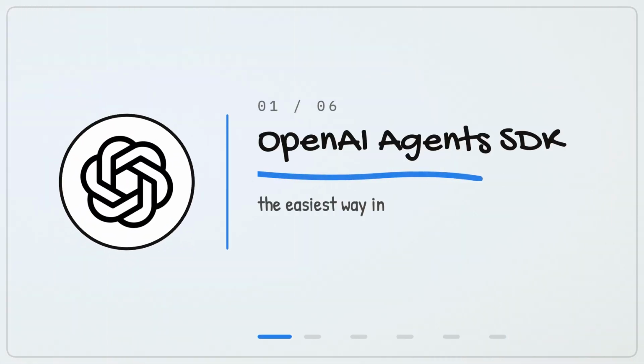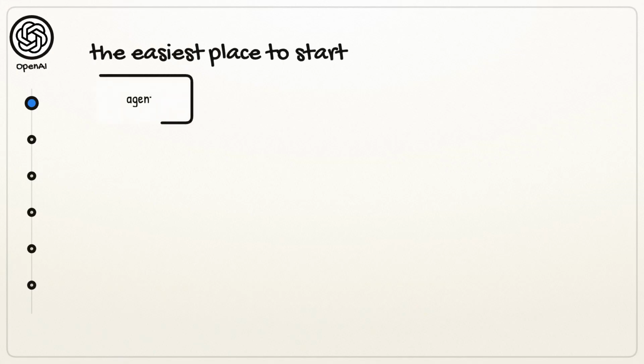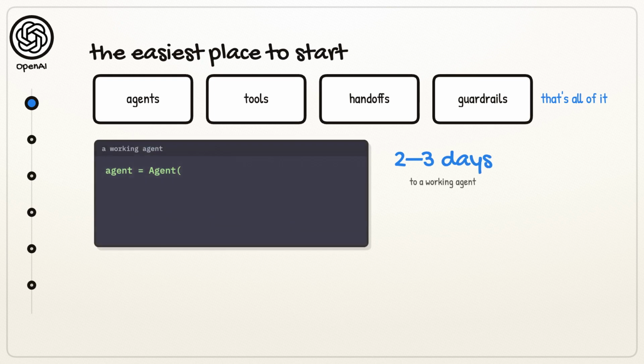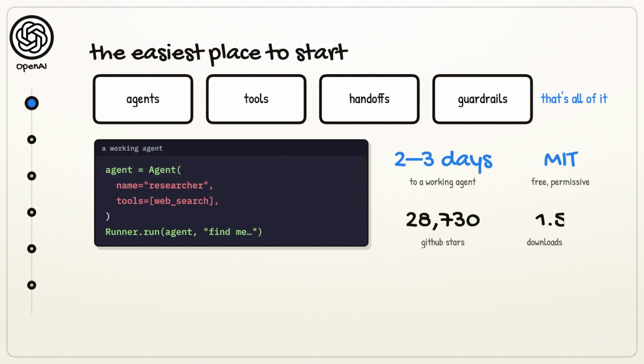OpenAI Agents SDK. This one has 4 core concepts in total, and most developers get a working agent running in 2 or 3 days. It is the easiest starting point on this list. It runs OpenAI models natively, and around 100 other models through an adapter layer called LiteLLM, but you need to read the fine print here.